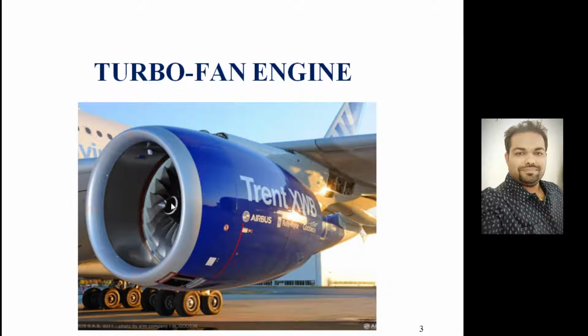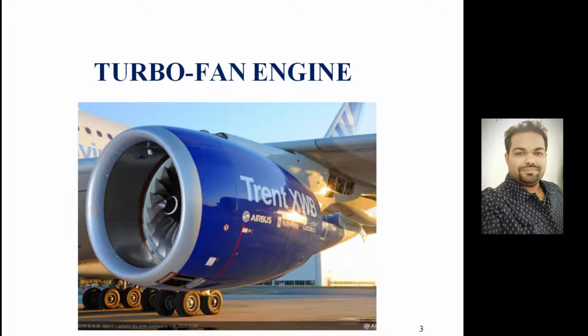So look at the configuration here. There is a fan inside. There is a duct that's called the intake, and then followed by the fan. The fan will be connected to the compressor, and then finally the turbine. So the turbine will be generating sufficient power to run the fan. So again, basically it is a combination of turbojet and fan. So the working principle is almost similar to turbojet with the addition of a fan.